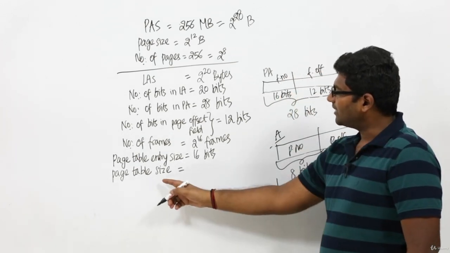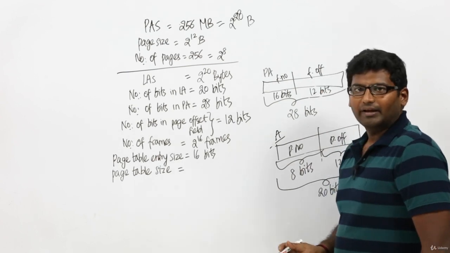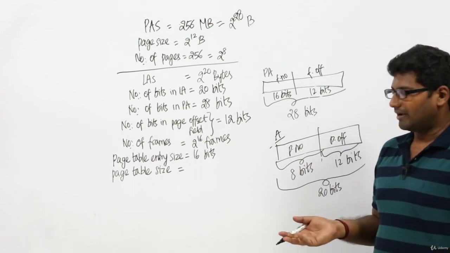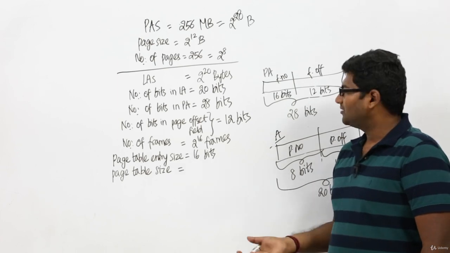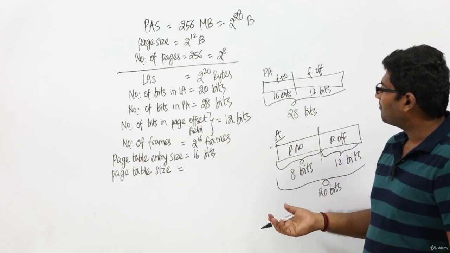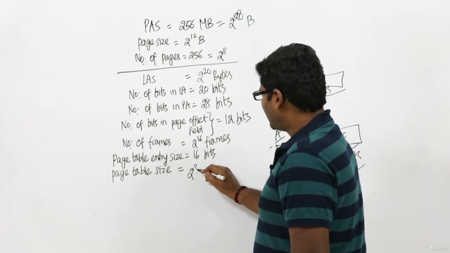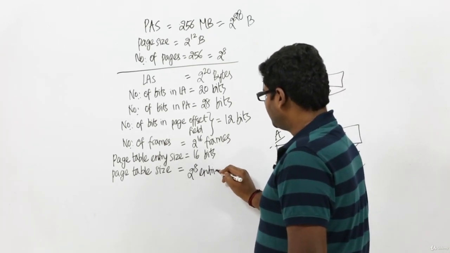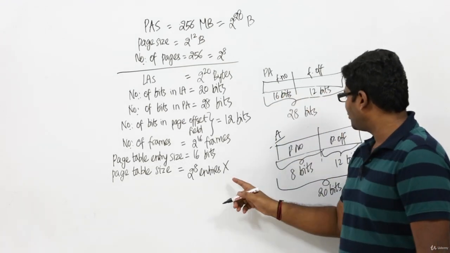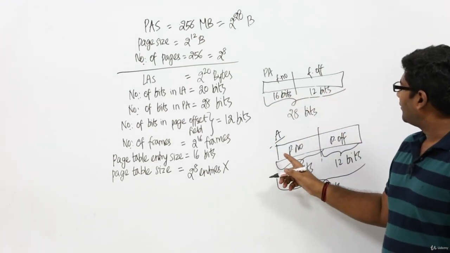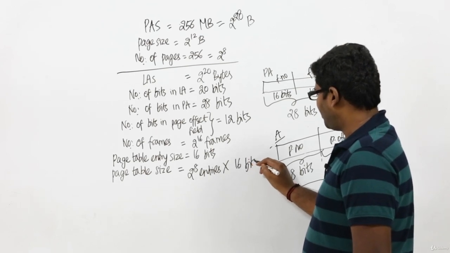Now what is the page table size? That depends on number of page table entries into size of a single entry, right? Now number of page table entries is nothing but number of pages, and we know that number of pages is nothing but 2 power 8. So there are 2 power 8 entries, and size of single entry depends on frame number field, which has 16 bits, and so it is 16 bits per entry.